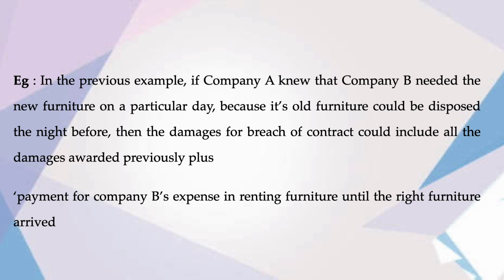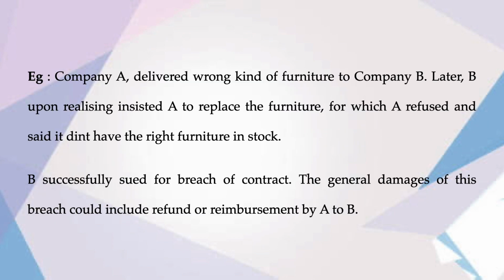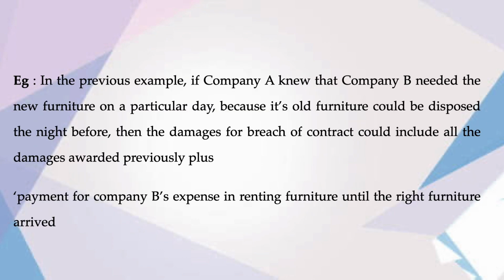Okay, because it knew that the old furniture has been disposed of the night before. Then B can claim what kind of damages? B can claim damages for breach of contract could include all the damages awarded previously, that is, the general damages plus the special damages, that is until company B gets the new furniture, rents a new furniture. Maybe it may take another week for company B to get the right kind of furniture. So until then, for that week's period, company A has to pay for the damages called as what?